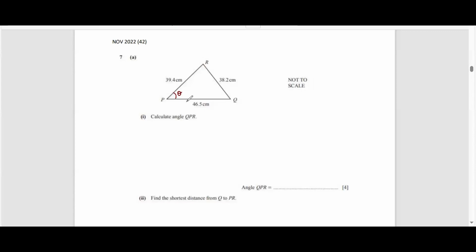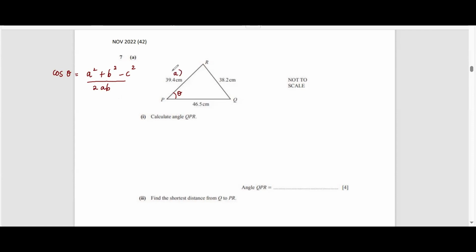Now, to find a missing angle using the cosine rule, we need all three sides. So we have all three sides. So let's use the cosine rule to find the missing angle. So cos theta is equal to a square plus b square minus c square divided by 2 times a times b. It's very important, the labeling part.